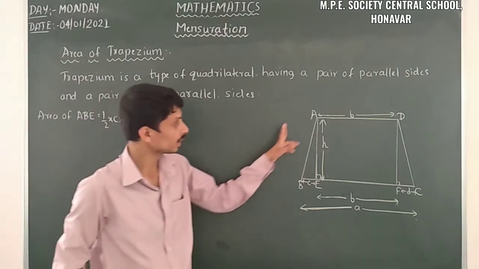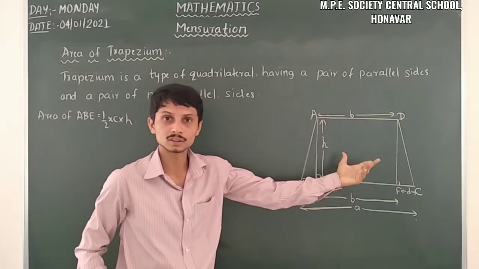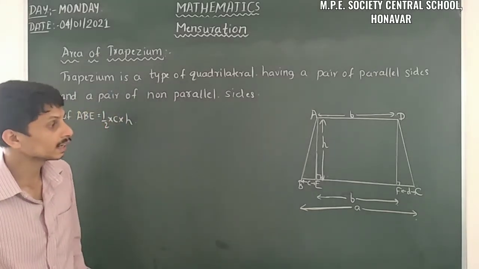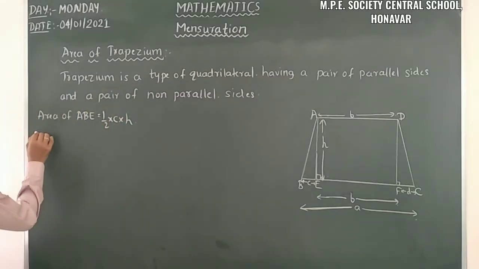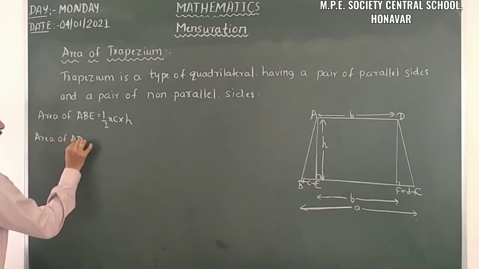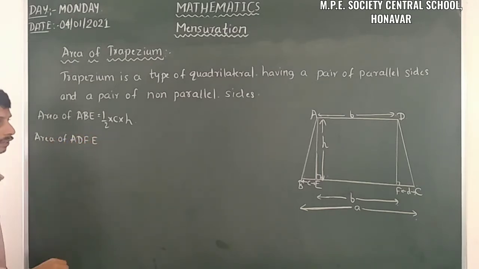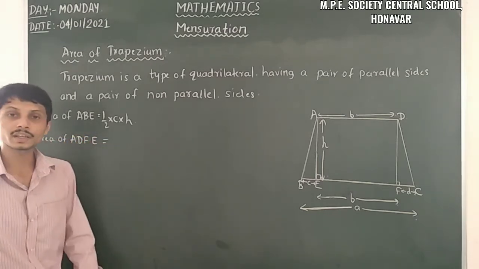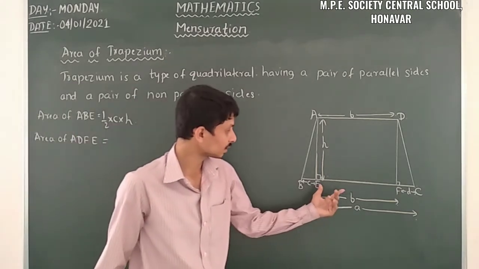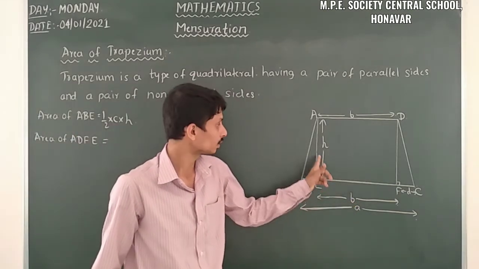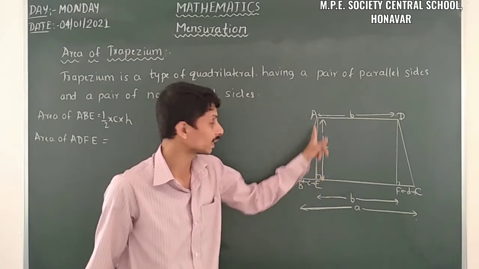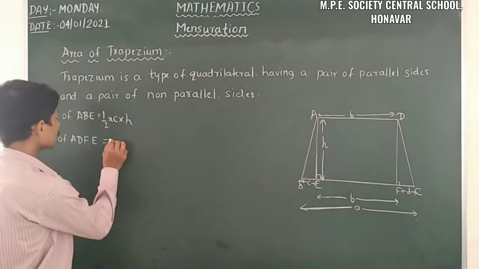Then again we have a rectangle here, so we can take the area of the rectangle also, that is area of ADFE. Area of ADFE is equal to, so already we know that area of a rectangle is equal to length into breadth. Here the length is B and breadth is H here. So that's why here we can take B into H.